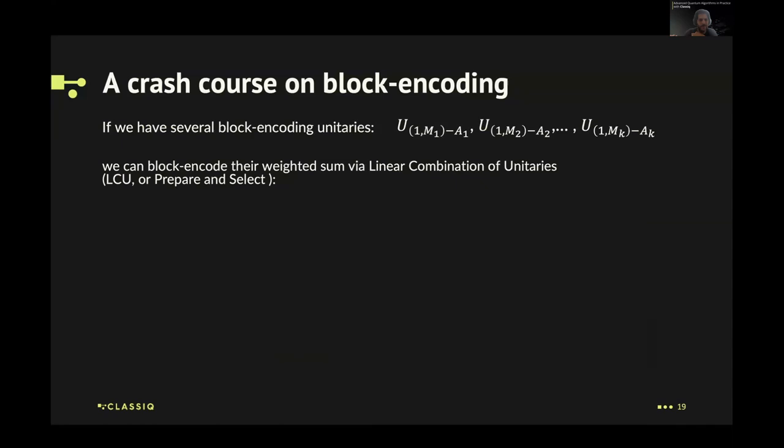Now for the second point. Let's have several block encoding unitaries. So I have a block encoding of A1, block encoding of A2, et cetera. Then what we can do is block encode a weighted sum of A1, A2, and until AK. This is what is called linear combination of unitaries, abbreviated LCU, or prepare and select.